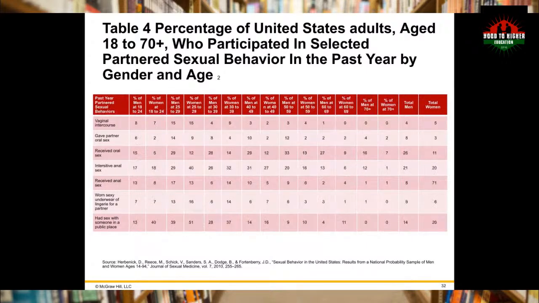And this right here is the percentage of U.S. adults age 18 to 70 who participated in selected partner sexual behavior in the past year by gender and age. Take time, take notes, reflect.